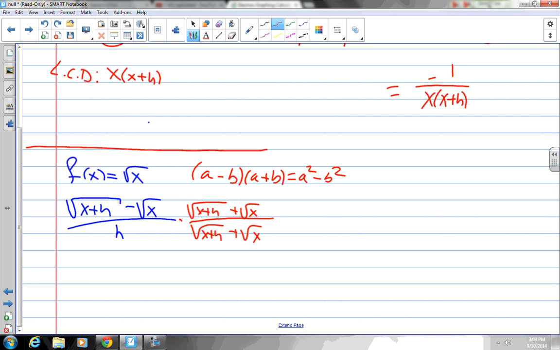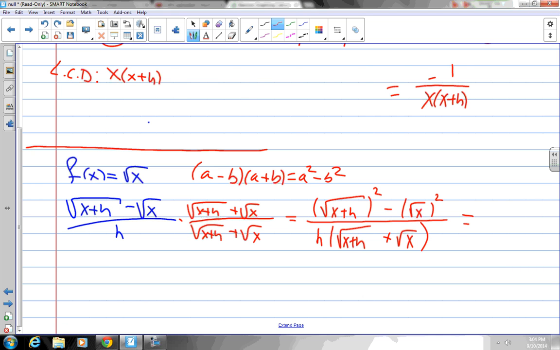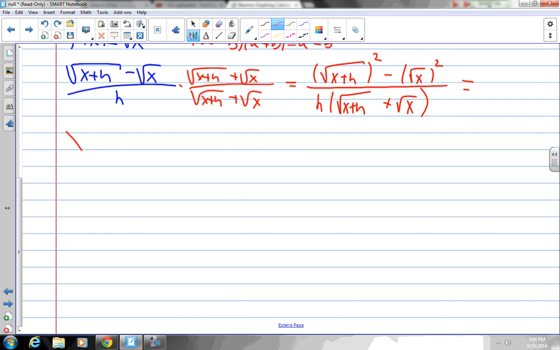And then I have the difference of squares formula in the numerator. You've done this before when you were rationalizing the denominators of things like that. This is kind of rationalizing the numerators. Same idea. So the difference of squares formula kicks in, so that leaves you with the square root of x plus h squared minus the square root of x squared, over a big mess in the denominator. So the little squares kill the square roots. The numerator becomes x plus h minus x, all over h and all that nonsense.